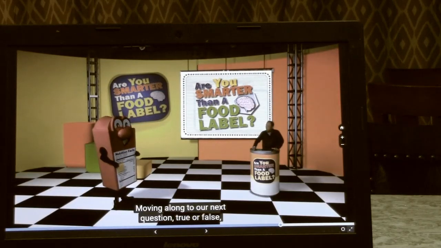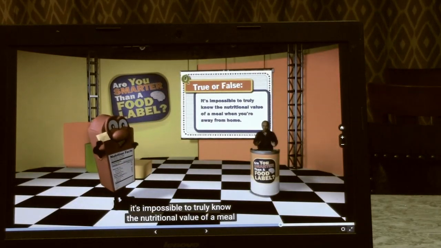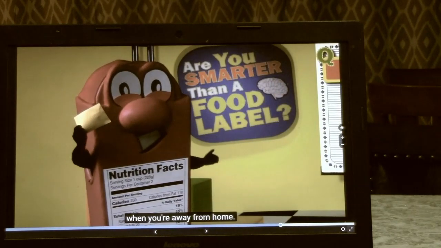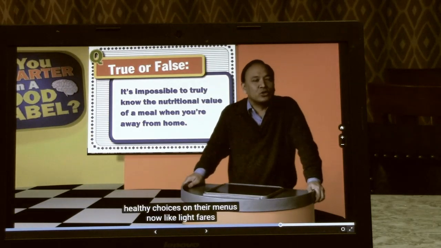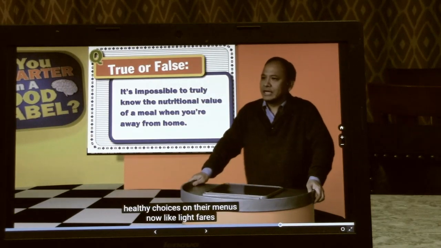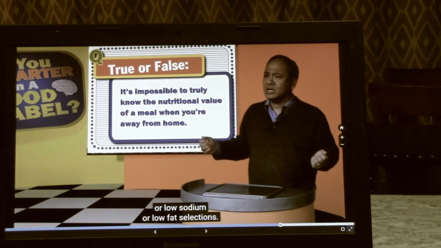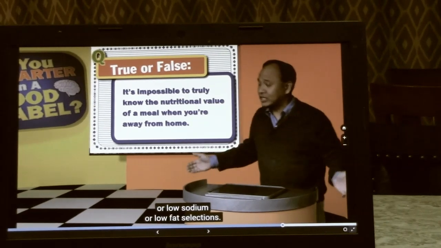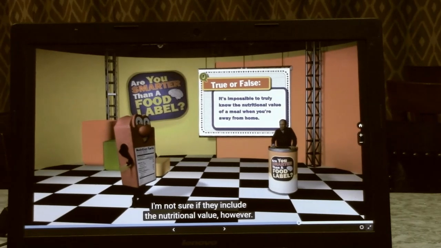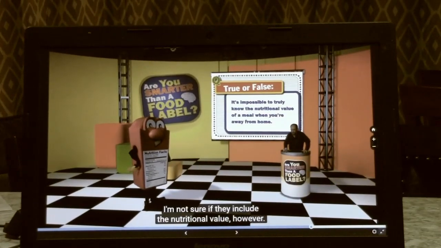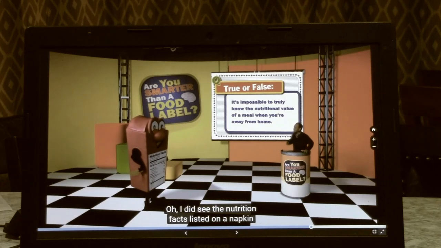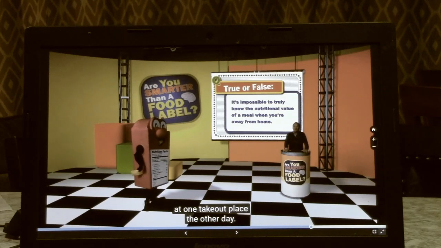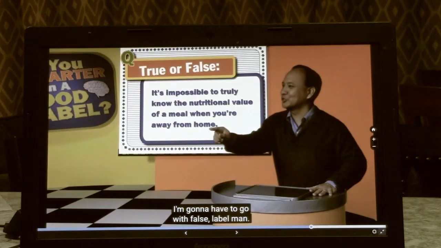Moving along to our next question, true or false? It's impossible to truly know the nutritional value of a meal when you're away from home. Tim? Well, I know that many restaurants are including healthy choices on their menus now, like light fares or low sodium or low fat selections. I'm not sure if they include the nutritional value, however. Oh, I did see the nutrition facts listed on a napkin at one takeout place the other day. I'm gonna have to go with false, Label Man.